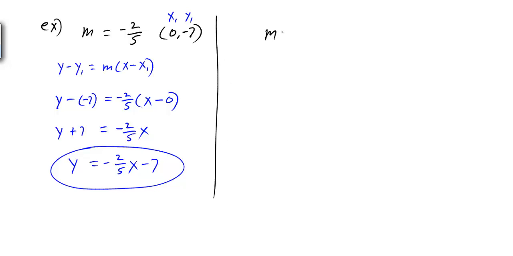Now, hopefully you realize that if we have a slope of -2/5 and we have the point 0, -7, I hope that you would realize that we actually have a specific point here. 0, -7 happens to be the y-intercept. Now, once again, how do I know that? Well, your x value is 0.